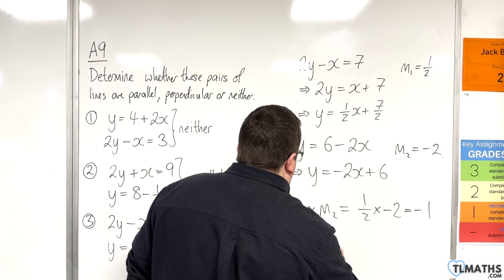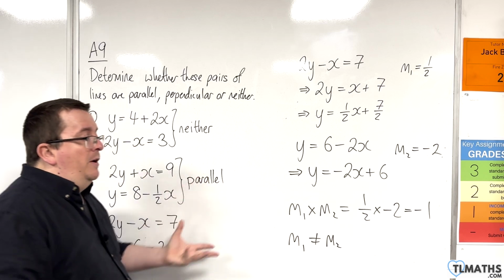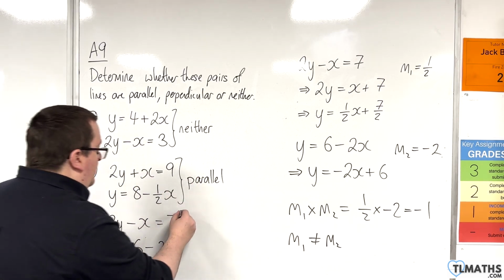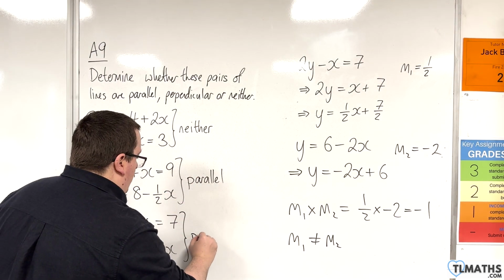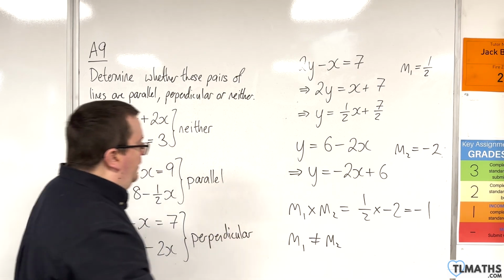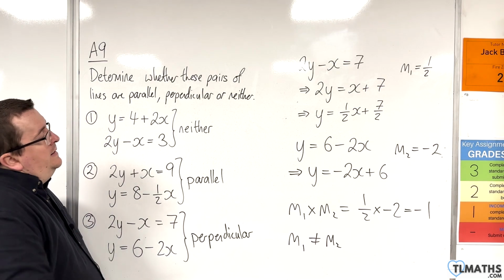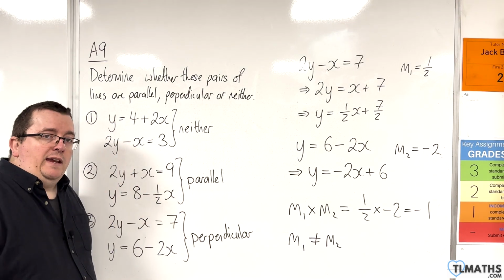They're not equal to one another, so they're definitely not parallel. But because when you multiply them you get -1, that means that they are perpendicular. They are negative reciprocals of one another. Well, the gradients are. Okay? So that's how we can tell if two lines are parallel, perpendicular, or neither.